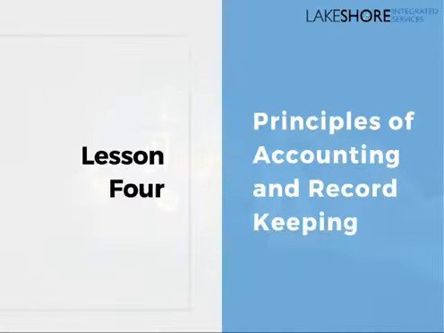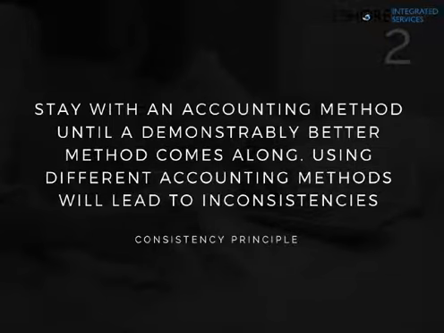The first principle: record expenses and liabilities as soon as possible, but record revenues and assets only when you are sure that they will occur. This principle is called the conservative principle. Number two, stay with an accounting method until a demonstrably better method comes along. Using different accounting methods will lead to inconsistencies. This principle is called the consistency principle.